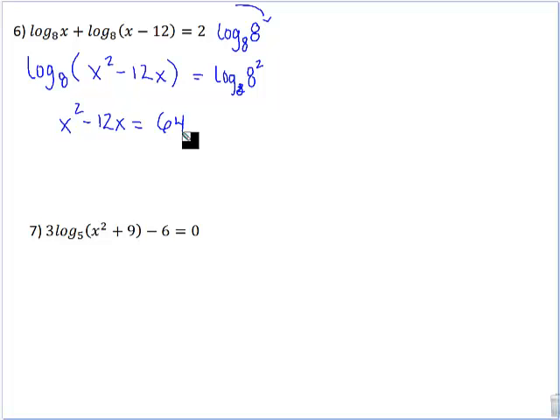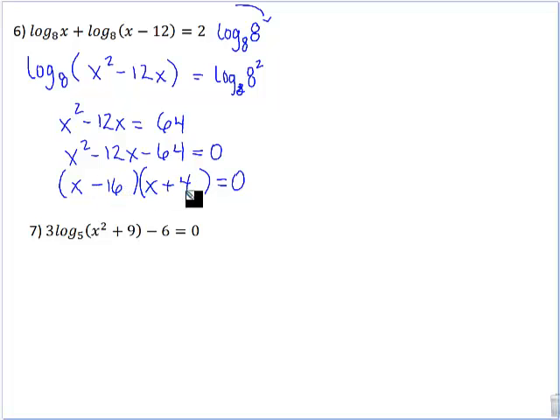You put the 64 over. Okay, so we're going to subtract this 64 over, and then we're going to see if we can factor it. We should be able to. See x and x. Factors of 64 that subtract to give you 12. Good, 16 and 4. So how would we write this? x minus 16, x plus 4. Good.